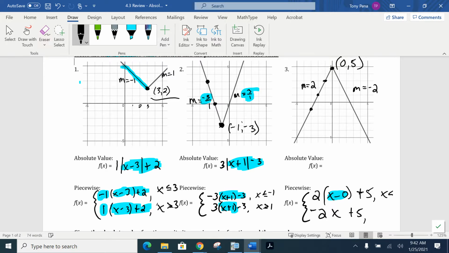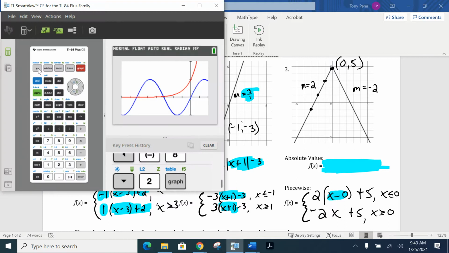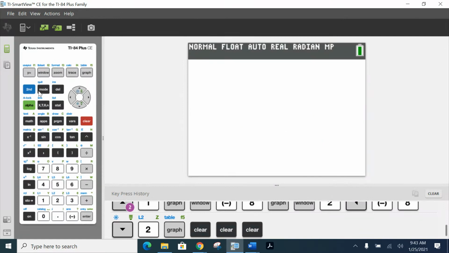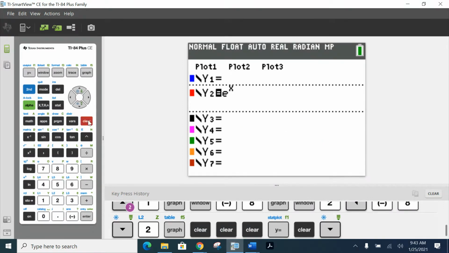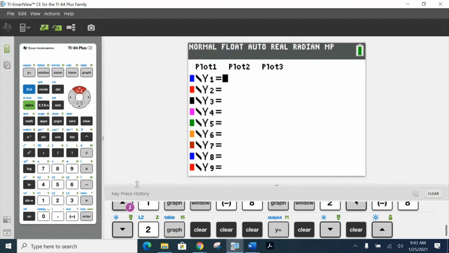So either one of those versions is fine if the x-coordinate is a 0. These now, this is x less than or equal to 0, anywhere to the left of 0. This is now x is greater than or equal to 0. Okay? So now write your absolute value equation. So put that there. So now let me show you a couple of things here.